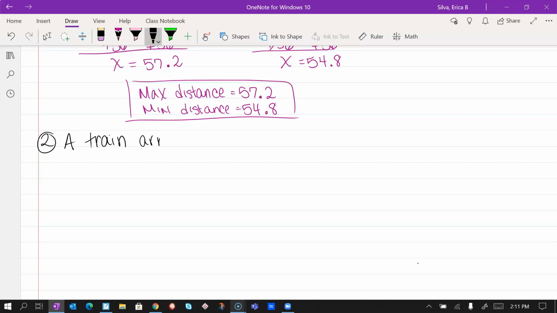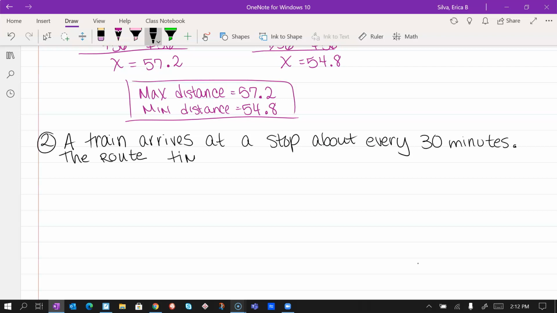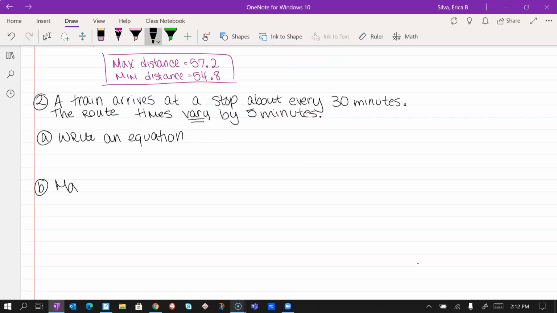A train arrives at a stop about every 30 minutes. The route times vary by 5 minutes. So we want to write an equation, and then we want to find the maximum and minimum times of that bus.